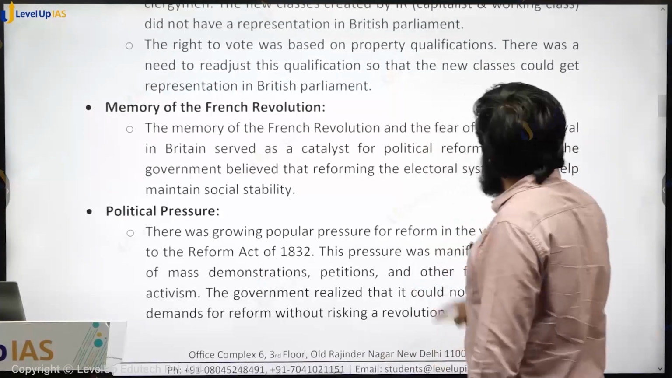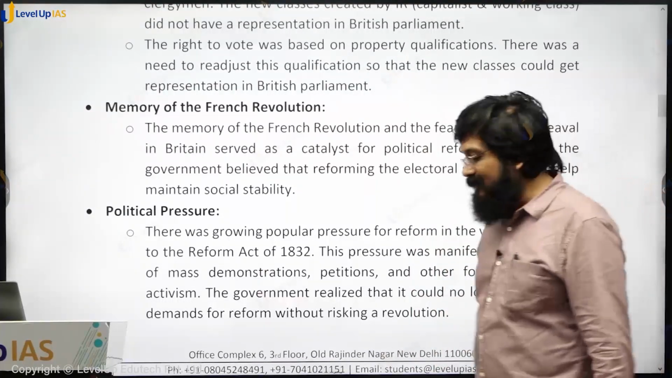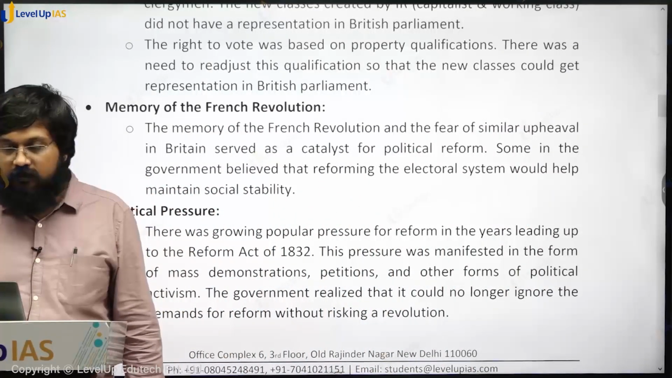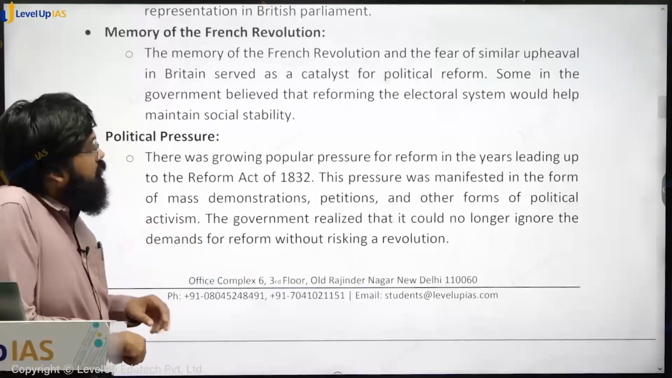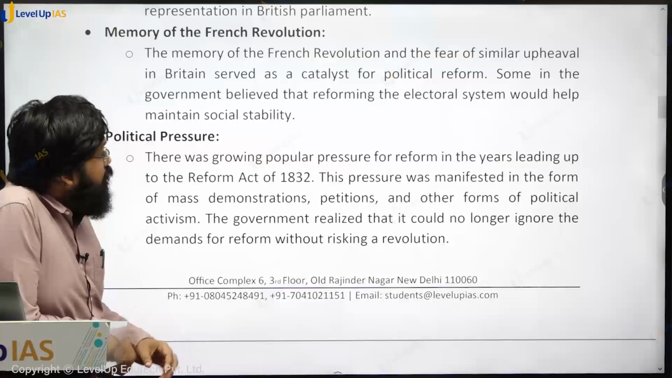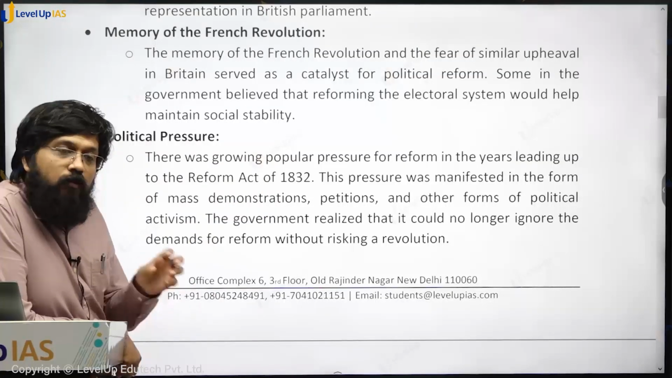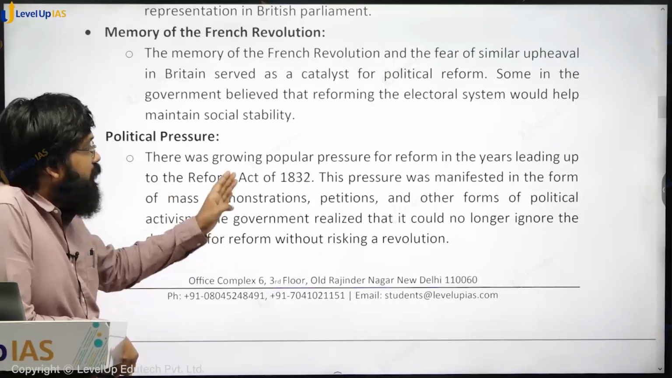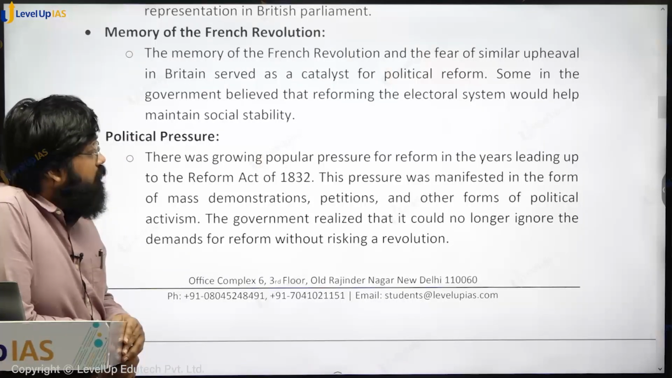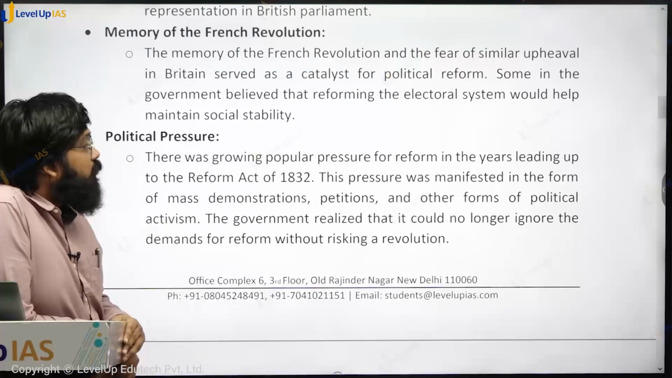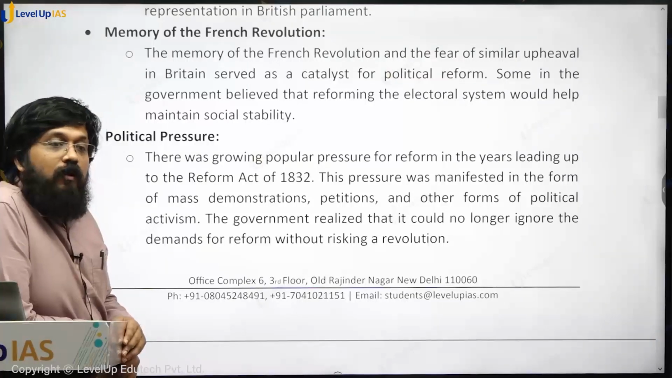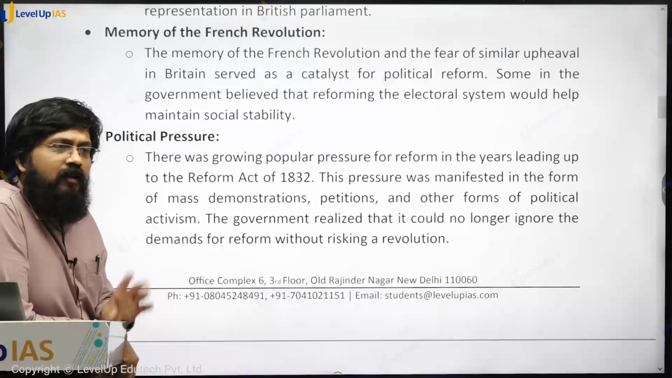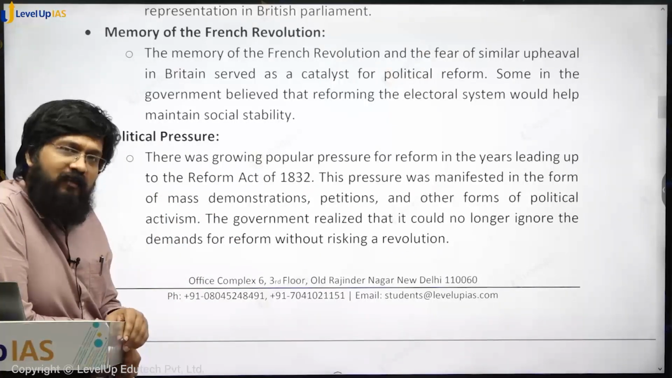The memory of the French Revolution and the fear of similar upheaval in Britain. Government ultimately accepted, because अगर हम नहीं मानेंगे तो यहाँ पे क्रांति हो जाएगी, and then it will destroy everything. That will not be allowed. Political pressure. Now we have reformists, we have radical thinkers, we have Tories, we have Whigs, different parties, all of them for their own reason अब mobilize कर रहे लोगों को. This pressure was manifested in the form of mass demonstration, petitions, and other forms of political activism. The government realized it could no longer ignore the demands for reform without risking a revolution. तो जो काम वहां पे लुई 16 ने किया था, तो यहाँ पे इन्होंने नहीं किया. आपको मोडेटिव ऑफ द चेंज, भले ही नाखुश होके क्यों ना हो, कुछ कॉम्प्रोमाइज करें.